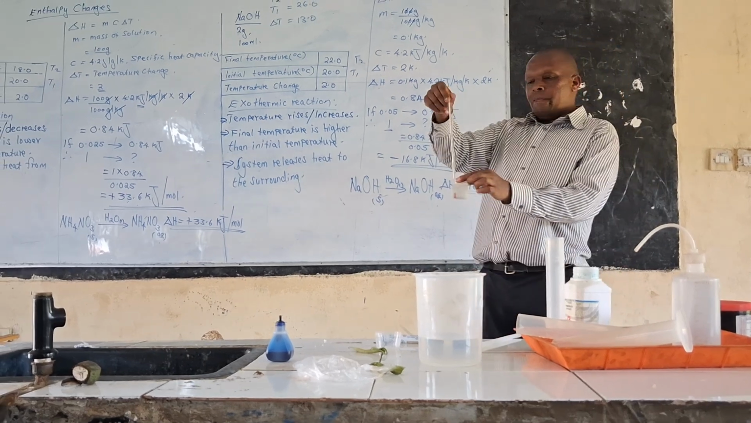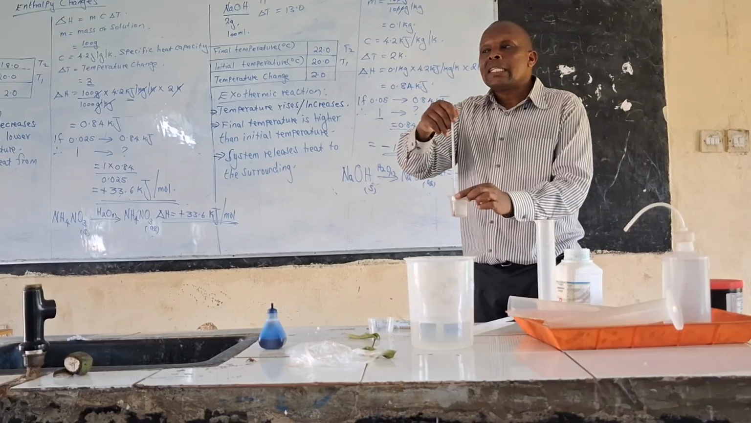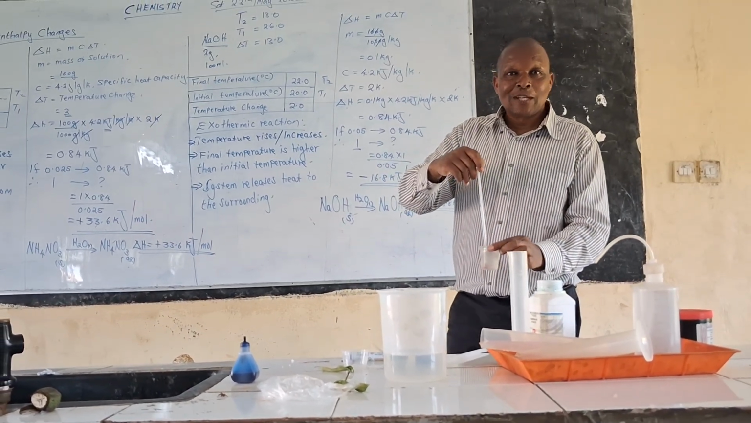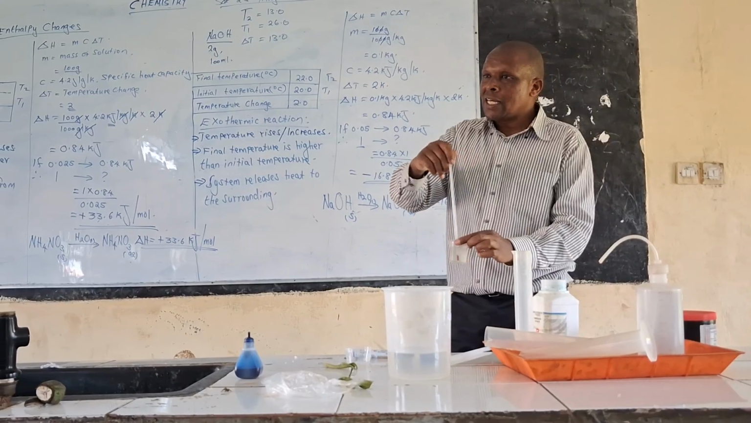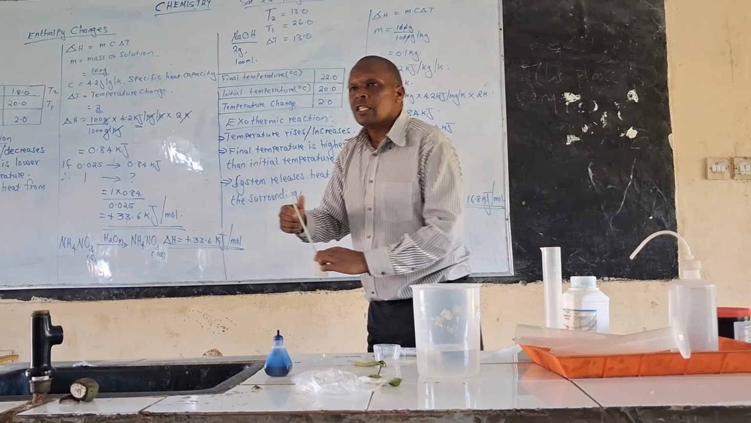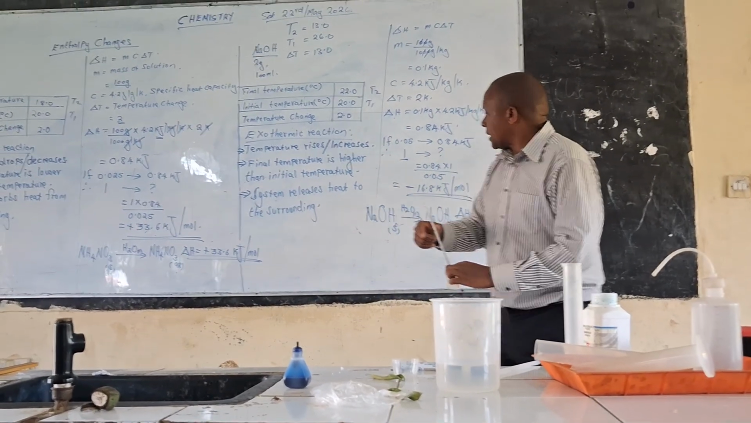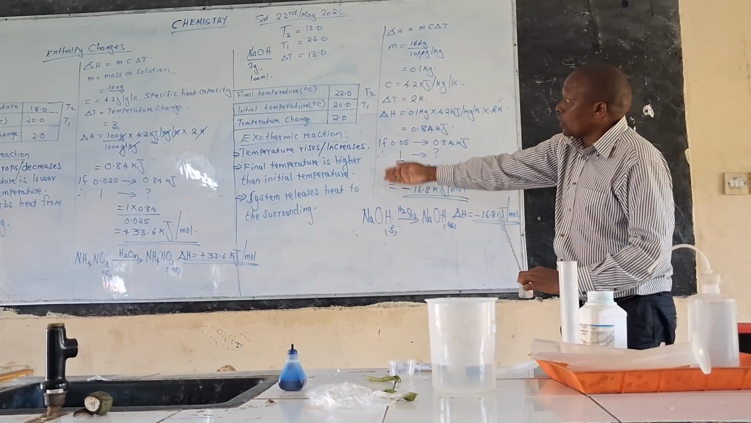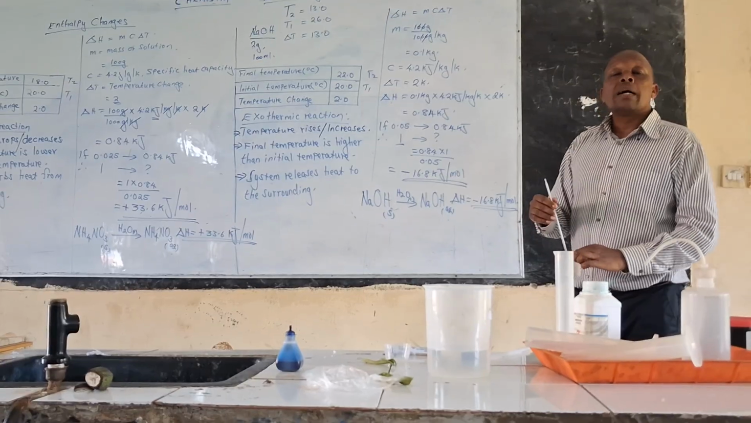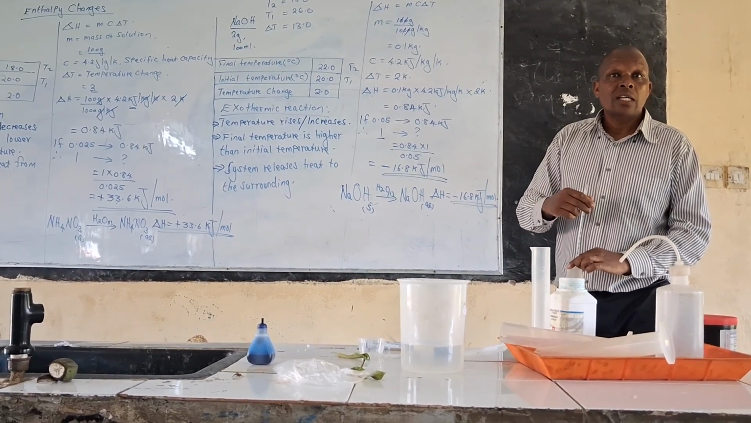So our thermometer here is measuring the temperature of the surrounding, not the temperature of the system. Are we together? It is measuring the temperature of the surrounding. So if the temperature drops like in this case, it means water has lost heat to ammonium nitrate. If the temperature rises, like in the case of what? Sodium hydroxide. What does that mean? Sodium hydroxide is releasing heat to the surrounding, and therefore the reaction is exothermic.